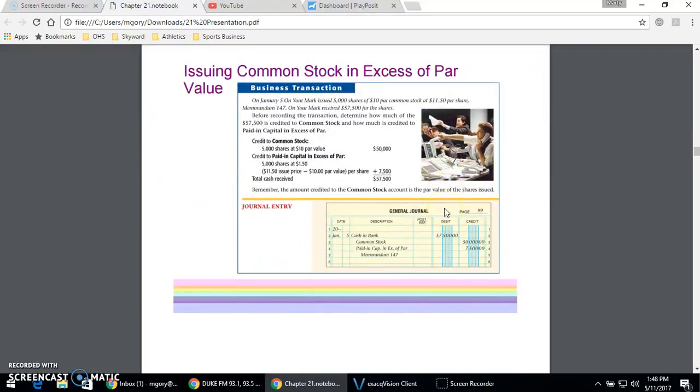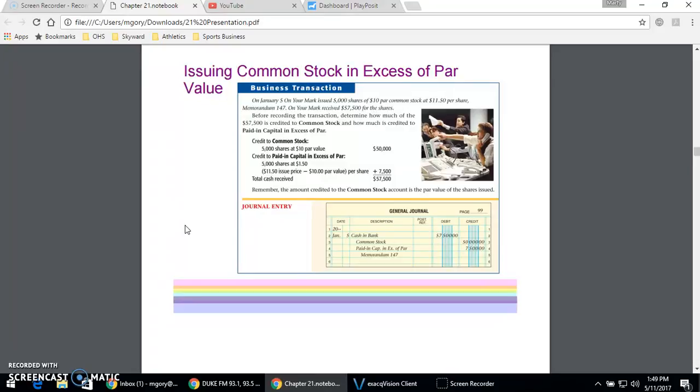So then the issuing of common stock in excess of par, this is what the transaction is going to look like. Let's first take a look at the clue. On January 5th, On Your Mark issued 5,000 shares at $10 par value. So that's the amount of par value stock that was sold. And this stock was sold at $11.50 per share. So it's a $10 par value, 5,000 shares sold at $11.50 per share, which is $1.50 in excess of par. On Your Mark is going to receive $57,500 for the shares.